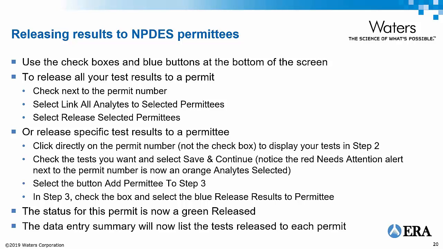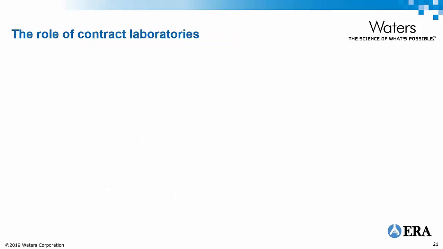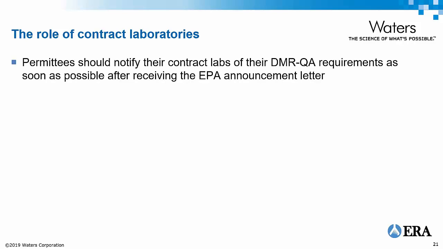Now we'll talk about one other aspect of the DMR-QA study. If you are a permittee that uses a contract lab for any outside testing, you, of course, as the EPA announcement letter states, notify them of your DMR-QA requirements. Notify them what tests you need, just to give them the word that you got the letter again this year and you need their help, you need their PT study results.